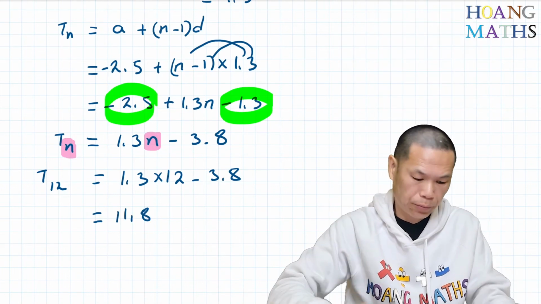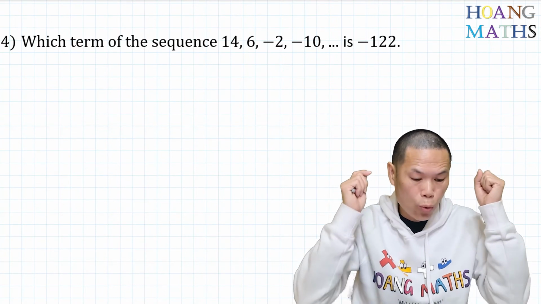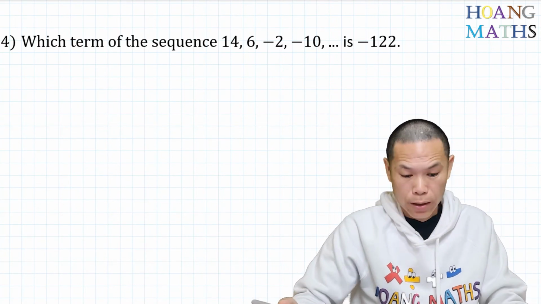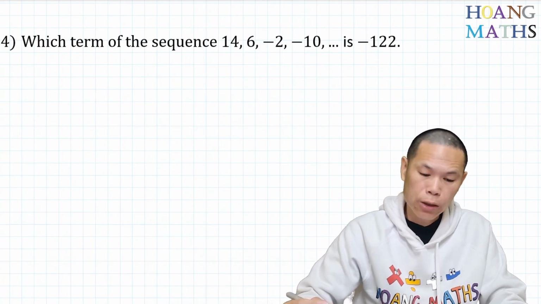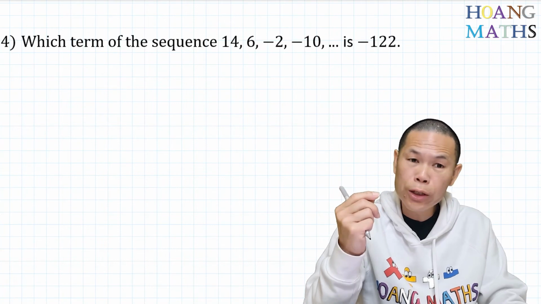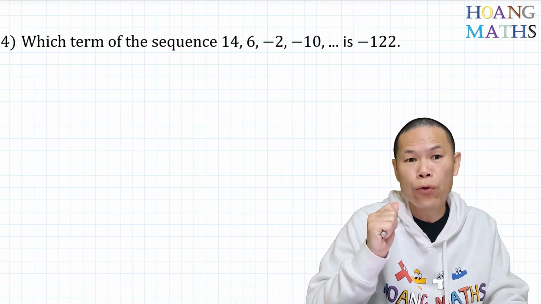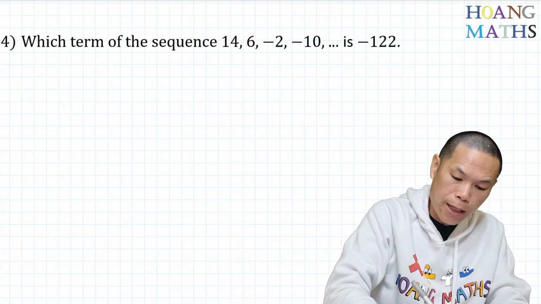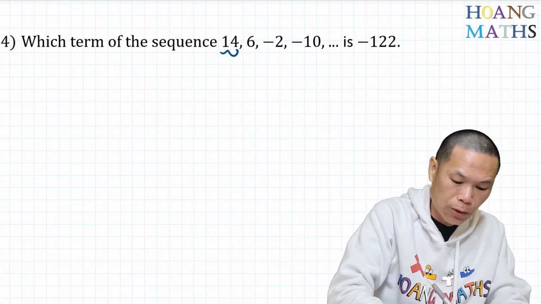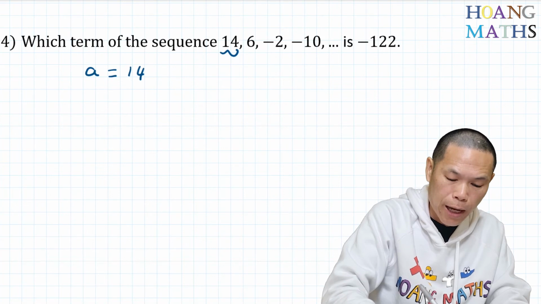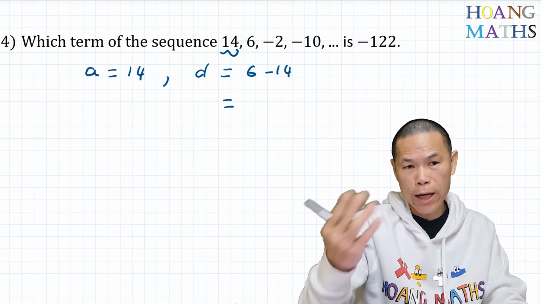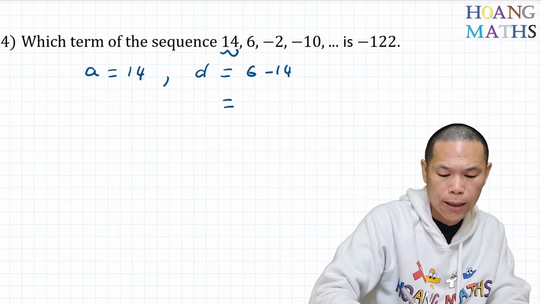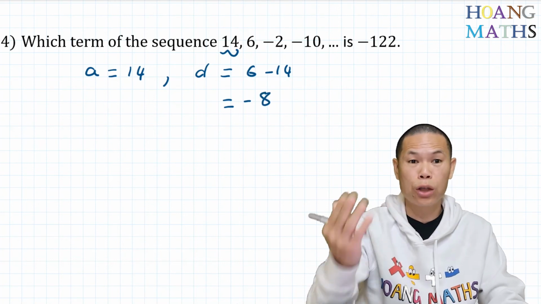So there you go. Last one. Which term of the sequence is equal to negative 122? In other words, we need to find n. So to do this, first of all, we need to find the rule for the sequence first. So a is 14. And the common difference is equal to 6 minus 14. So 10 minus 6 is 4. Add another 4 is 8. So that means it's negative 8. Otherwise, just put that on a calculator.